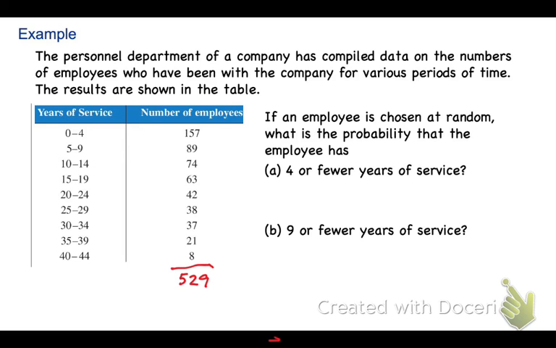Okay, so the 529 is the total number of plays. So 4 or fewer plays, how many is that? 457. P of less than 4. See how you write those? You kind of just say what you're doing. Okay, so it was 592 or 529.